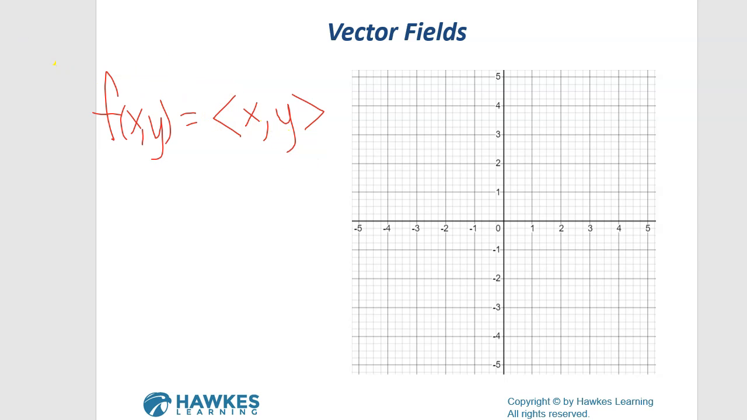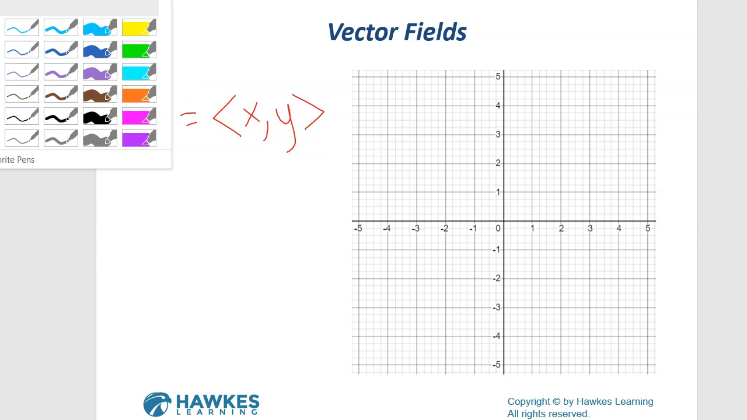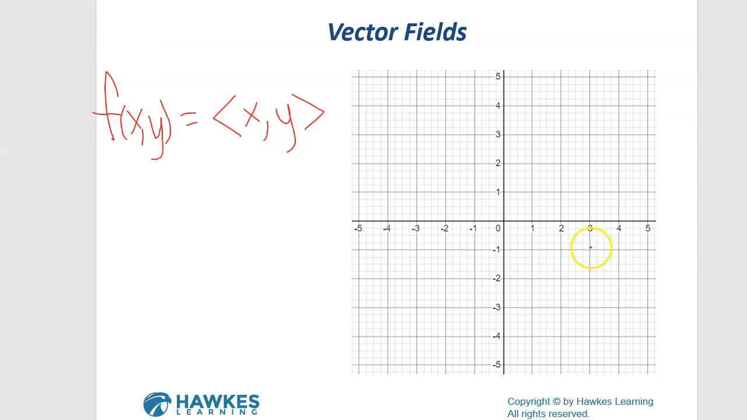Well, let's think about if I were on the x-axis at the point (1, 0). What am I going to do? If I plug in (1, 0), that means I have the ⟨1, 0⟩ vector. The ⟨1, 0⟩ vector moves to the right 1 unit, and there's its head. If I plug that point (0, 1) into the function, it's going to make the vector ⟨0, 1⟩.